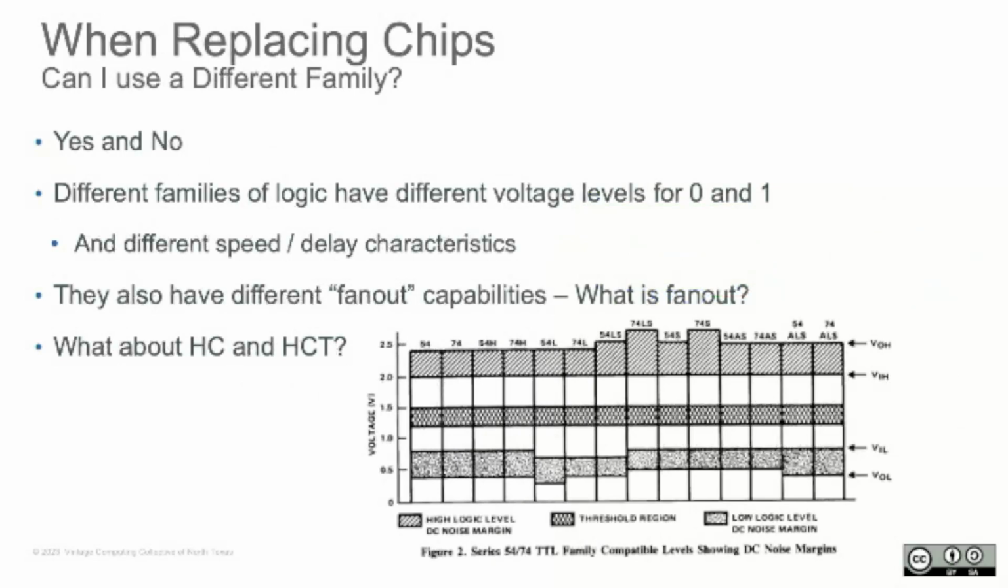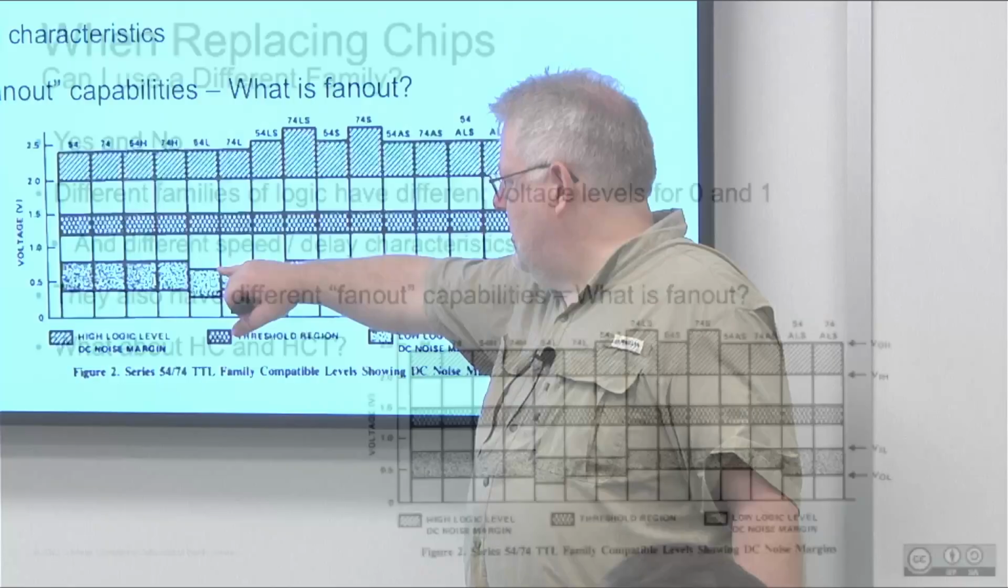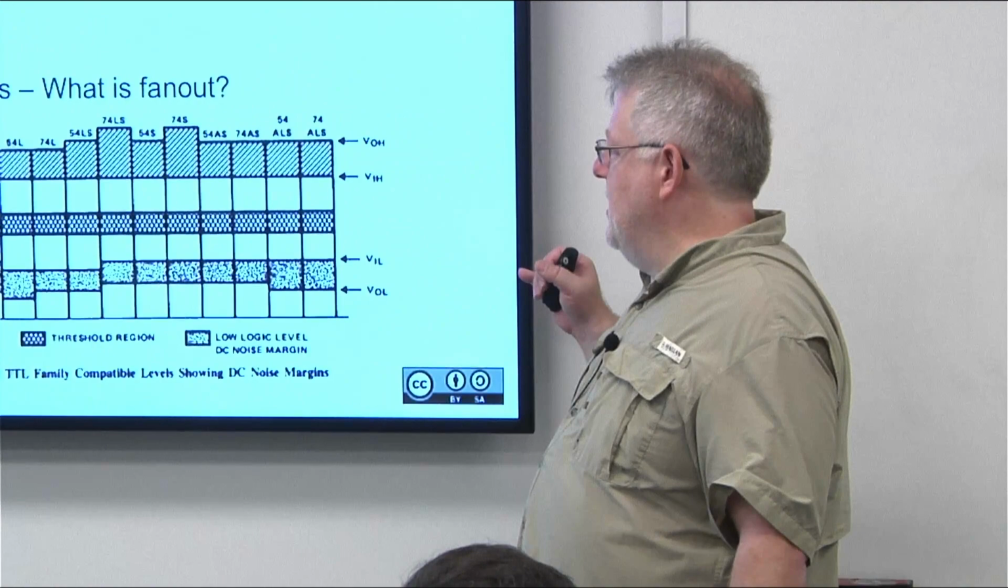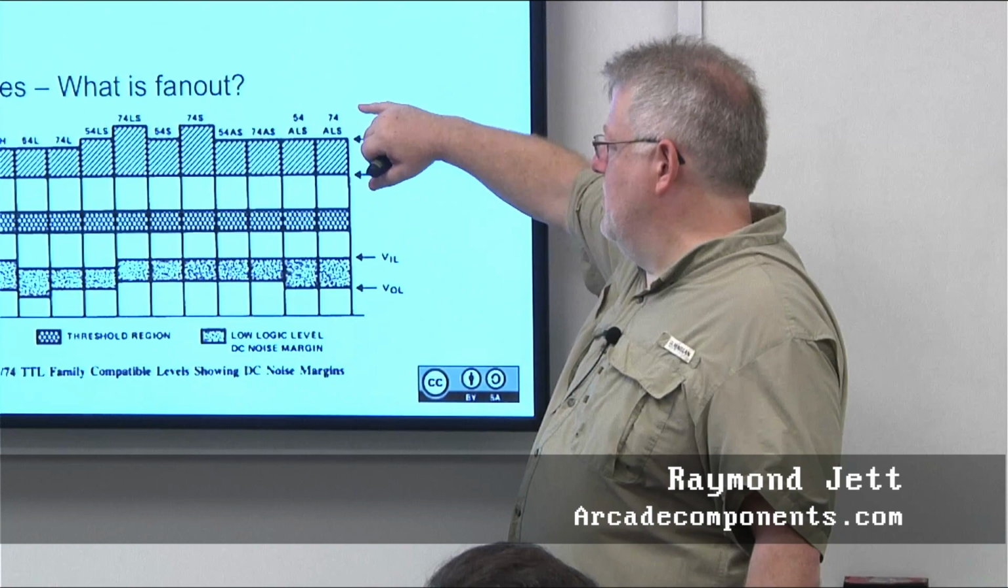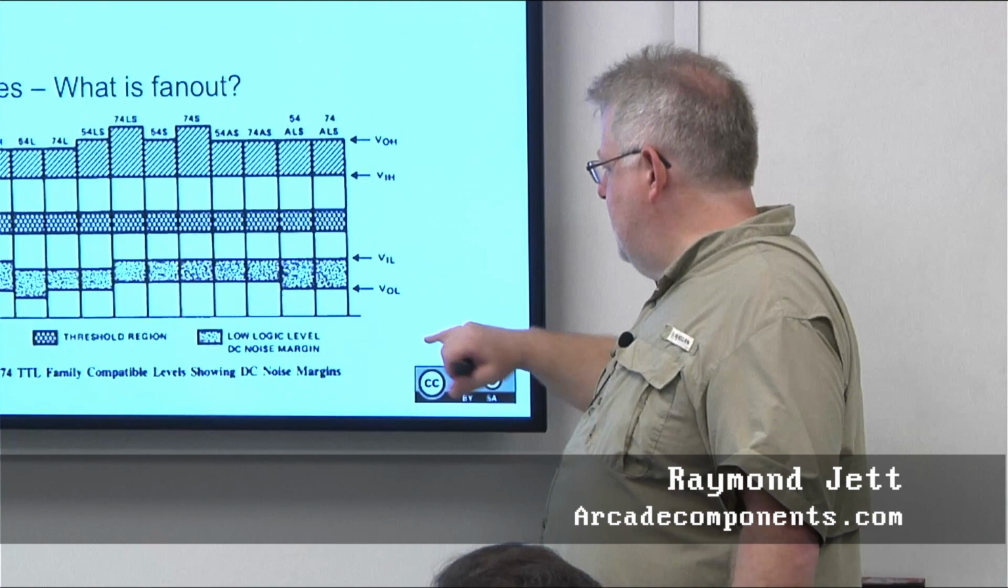Now, when replacing chips, can you use a different family? Yes and no. The yes is, it generally works. The no is that some of them have slightly different values for what they represent as the triggers for a logic low versus a logic high, and what their outputs are for that logic high. So this is what it expects on the input, all of them expect 2, but the drive output is a little higher on some of the others, like the 74S and the 74LS. And same on the output, what they consider low on the output and what they consider low on the input.